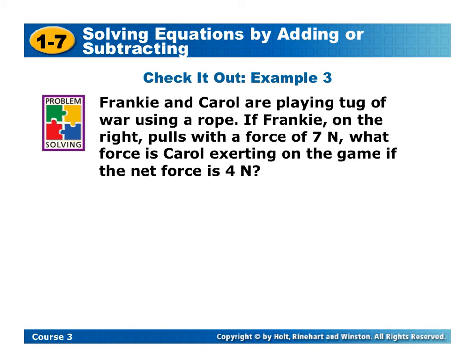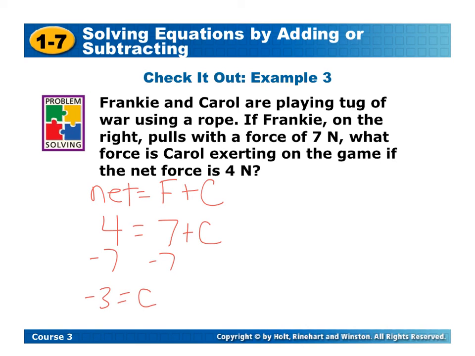So Frankie and Carol are playing a tug of war using the rope. If Frankie is on the right and pulls with a force of 7, what force is Carol exerting if the net is 4? So once again, your net is going to equal Frankie plus Carol. Here, our net is positive 4, and Frankie on the right pulls with a force of 7, so 7 plus C is equal to 4. So I'm going to go ahead and subtract 7. So negative 3 is equal to Carol's. So in other words, Frankie is winning right now because the net force is positive 4, which means it would go more to the right.